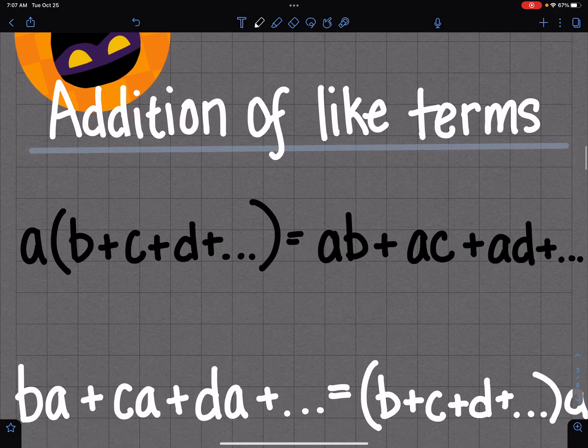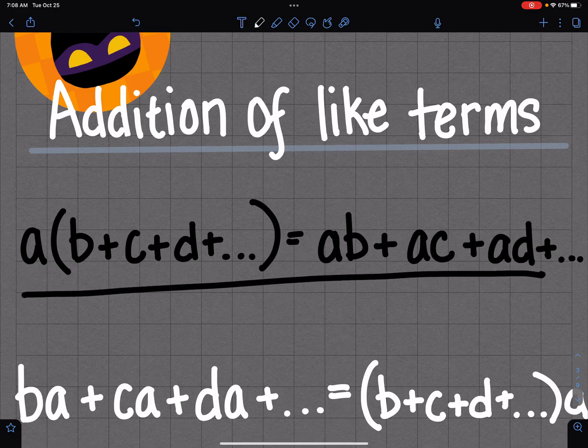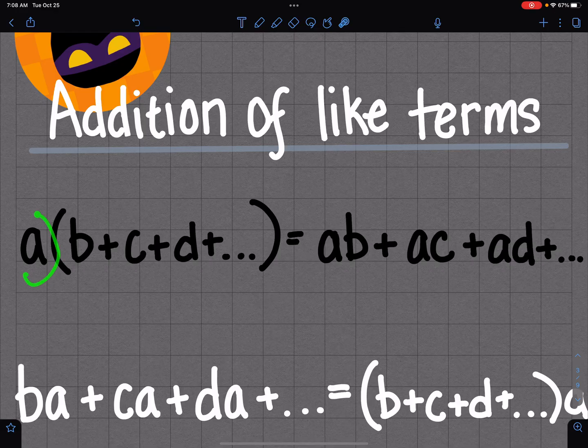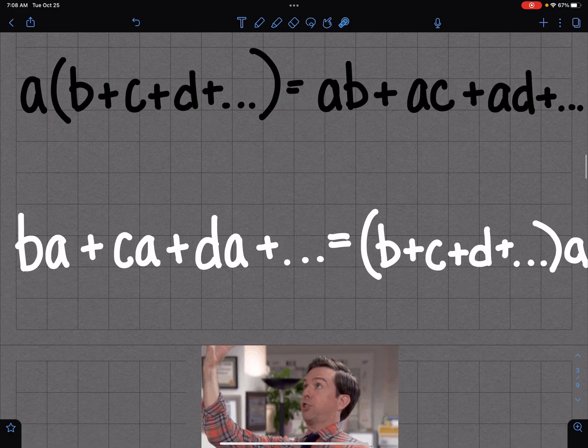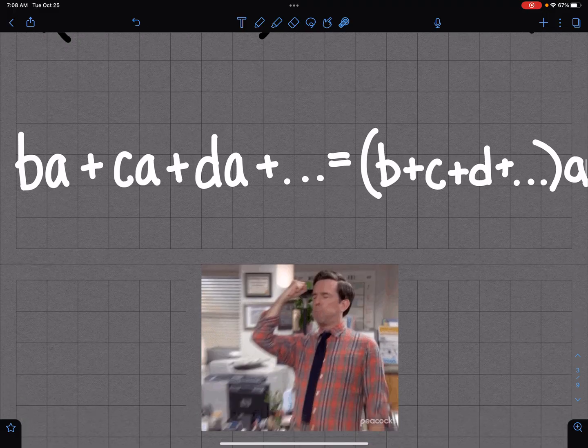Okay, addition of like terms. Now you remember the distributive property, which is this. This is actually the extension of the distributive property. So if you have an A out here and then you've got a parentheses, and on the inside of the parentheses you have B plus C plus D plus whatever, then what you can do is multiply A times B plus A times C, and you get this, AB plus AC plus AD, et cetera. You could do that forever for what was in there. Now, if I write the distributive property just in a slightly different way, your mind is going to be blown.